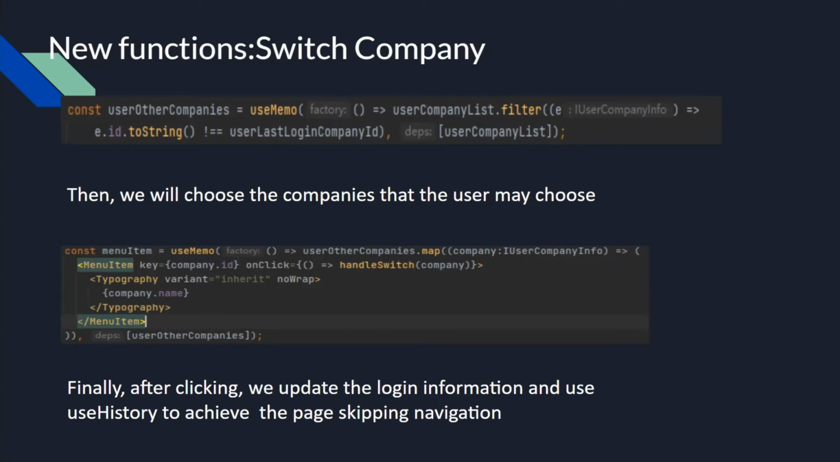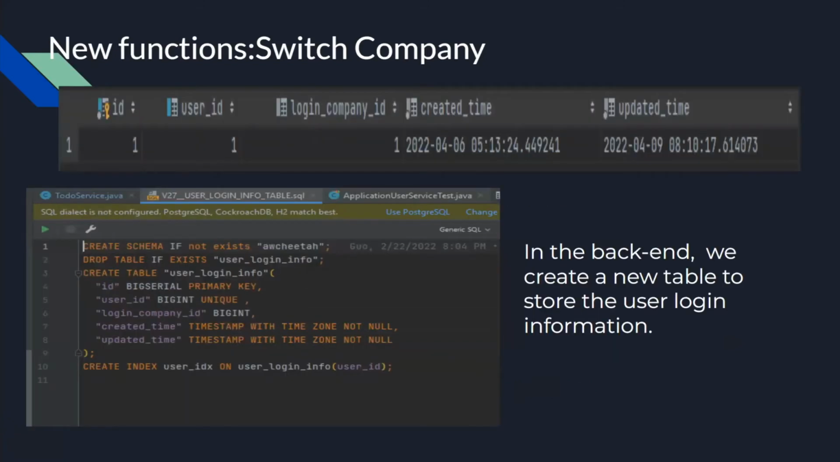Okay, after the user clicks the button, the handle switch function would work, and it would update the user login information and use useHistory to achieve the page navigation. To store the user's login information, we created a new table to record it. And apart from this, we need to update the user's information every time they switch to other companies.